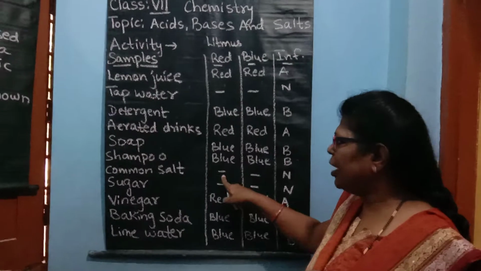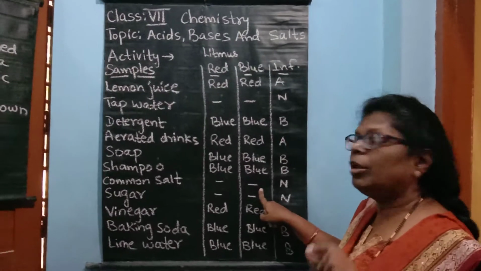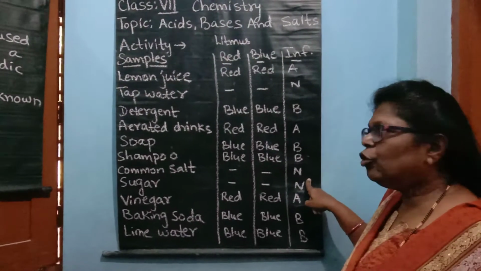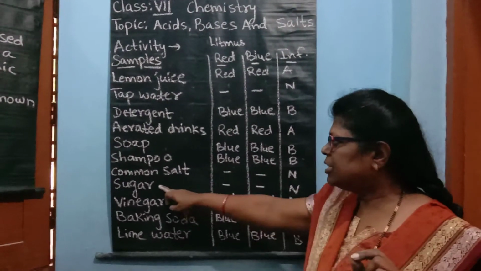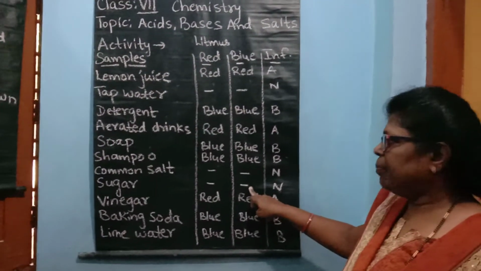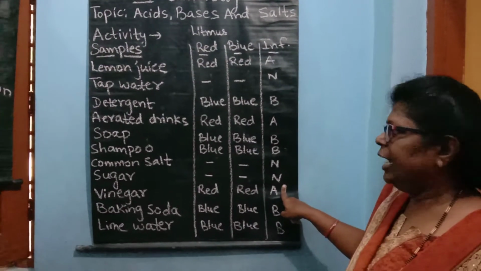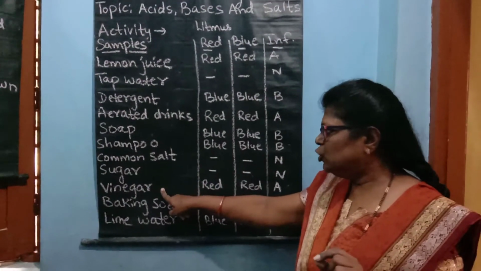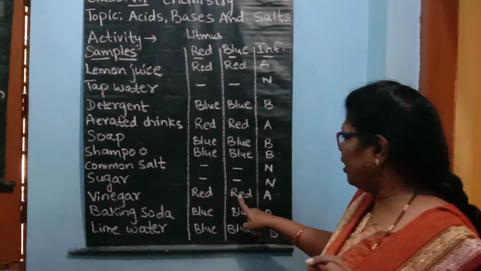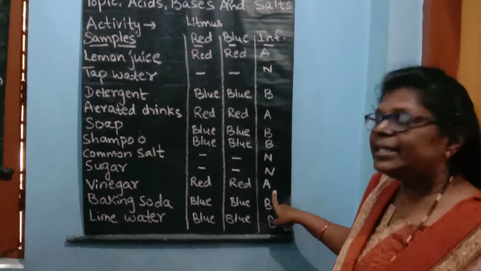Now take red litmus paper, and dip it in the common salt. There will be no change in the red litmus paper. In the same way there will be no change in the blue litmus paper. So what is our inference? It is neutral in nature. In the same way, now dip red litmus paper in the sugar solution, there will be no change. Now dip blue litmus paper in the sugar solution, there will be no change. Therefore it is neutral in nature. Now take red litmus paper and dip it into the vinegar, the red paper remains red in color, but the blue litmus paper will change into red in color. Therefore it is acidic in nature.